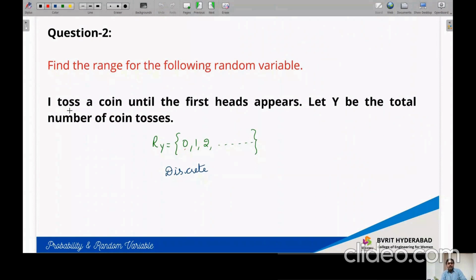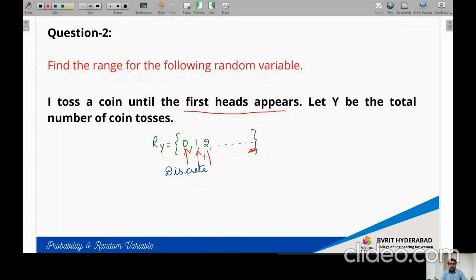Similarly, I have shown you one more experiment where I toss a coin until the first head appears. Now I have no limit for the number of tosses. I need to toss the coin until I get a first head, then I will stop. Then you can observe there is no limit for the outcome here. Why is there no limit? Because this is a random experiment. I don't know when a head appears. Zero indicates that there is no head. One indicates that we have got one head appeared in the number of tosses.